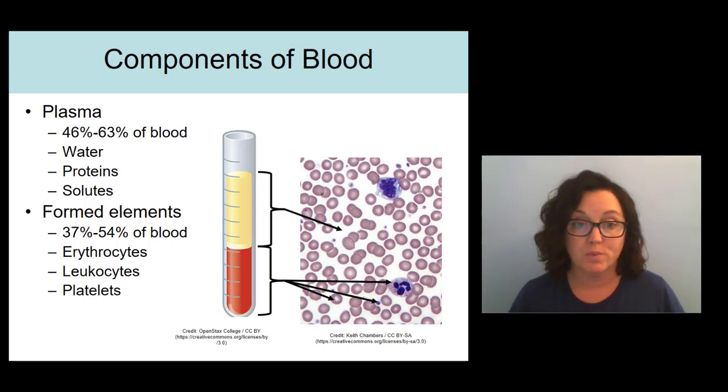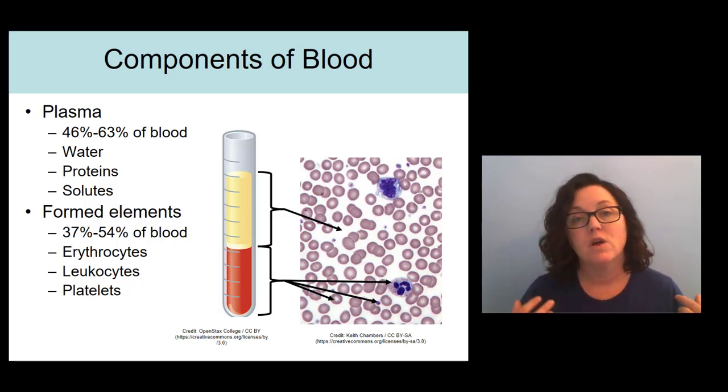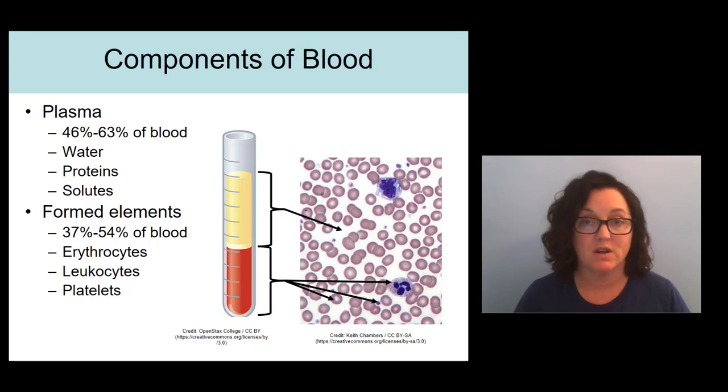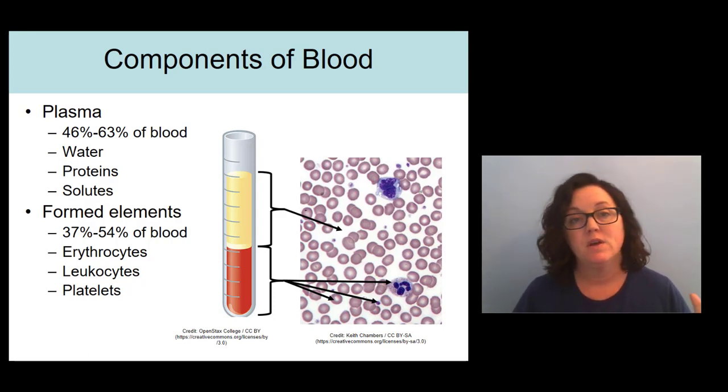Most of that is water, but it also contains proteins and other dissolved solutes like glucose and ions. The formed elements of blood make up 37 to 54% of the total blood volume. And you have 3 types of formed elements: erythrocytes, also known as red blood cells, leukocytes, also known as white blood cells, and platelets. In the picture here, we see a tube with blood in it.